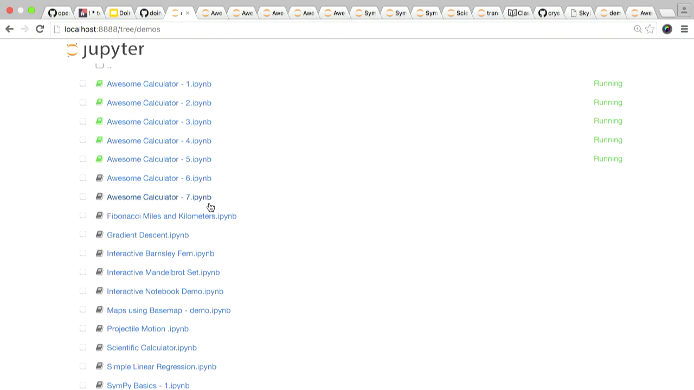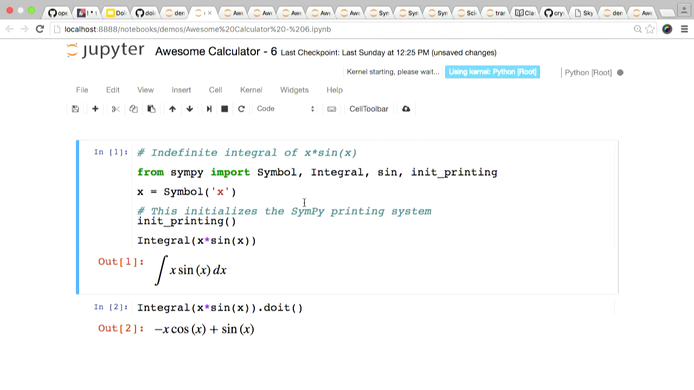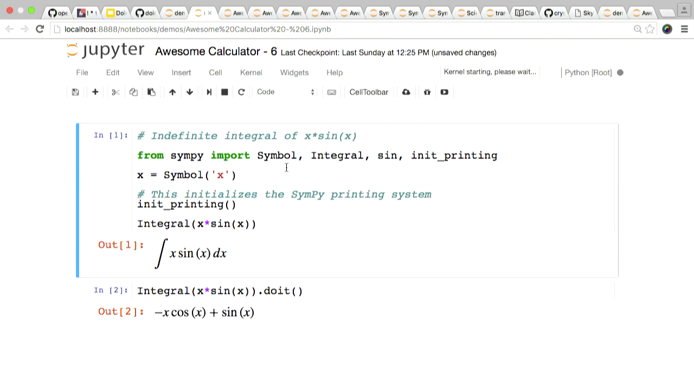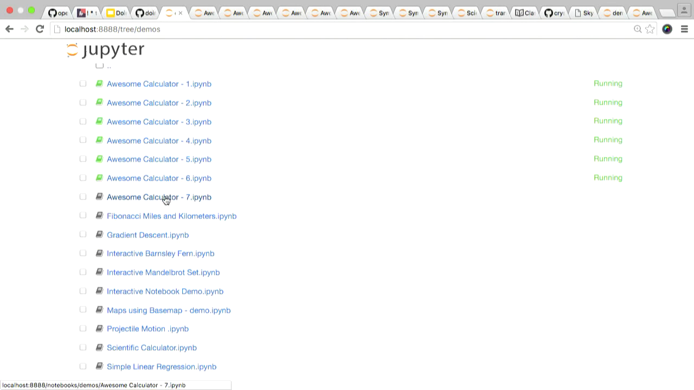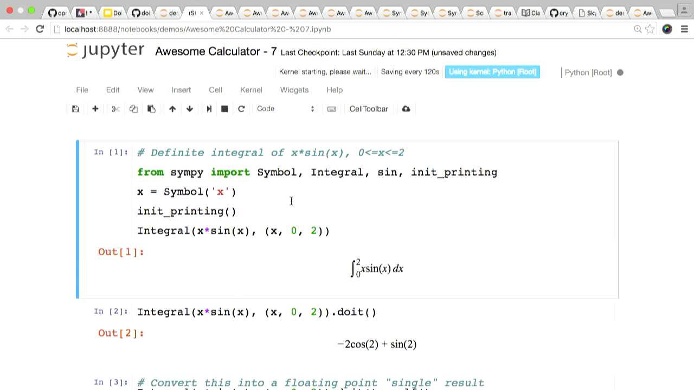And next I have integration. Once again, pretty similar to how we have been doing so far. We import the symbol, we import this integral class, we give the function, we call the doit method, and out comes the integral. So that was indefinite integral.